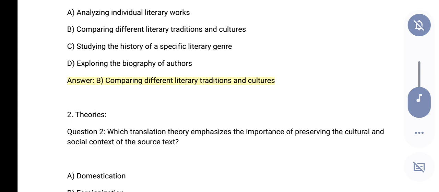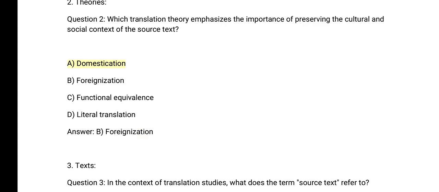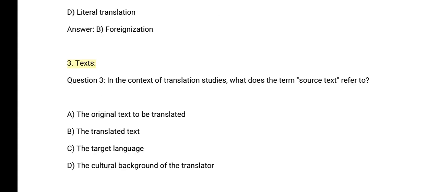2. Theories. Question 2. Which translation theory emphasizes the importance of preserving the cultural and social context of the source text? A. Domestication. B. Foreignization. C. Functional equivalence. D. Literal translation. Answer. B. Foreignization.